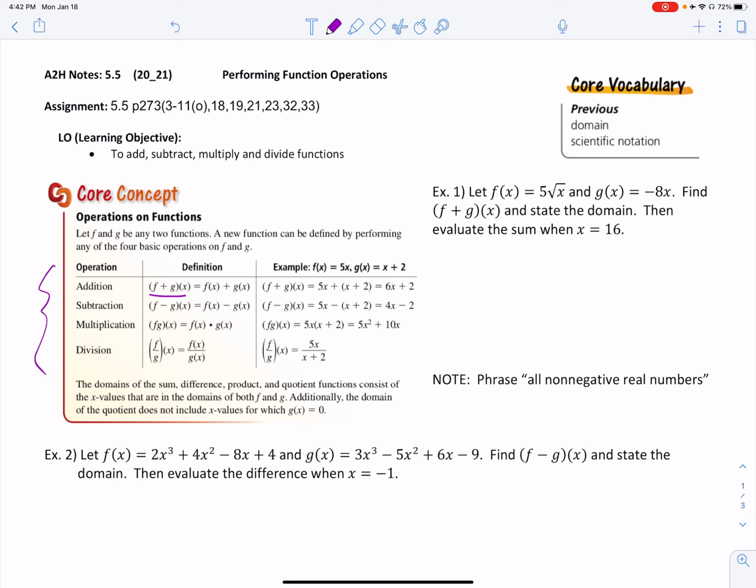This means we're going to be adding the functions. This is subtracting. This right here is multiplication. It's f of x times g of x. And then we have the quotient where we're dividing.